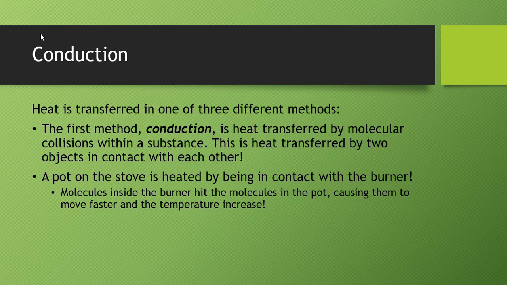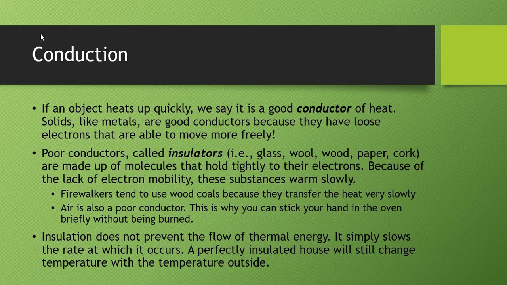A pot on the stove being heated by being in contact with either the flame from your burner or the metal on the electric burner that you have. Those are heated by conduction. If we have objects that heat up really quickly, we say those things are good conductors of heat. Metals, for example, are good conductors of heat. That's why we use them to cook in general. They heat up very quickly and they cool off very quickly. And that goes back to the low specific heat of metal, like we talked about in the last chapter.